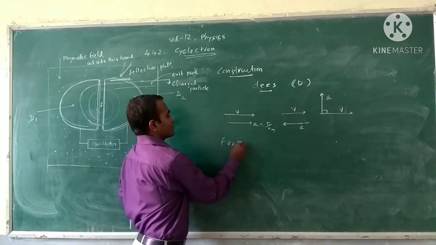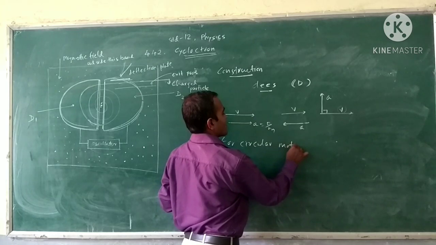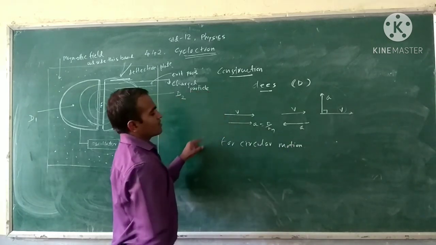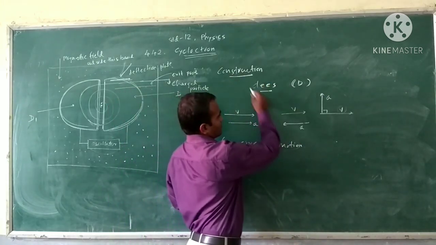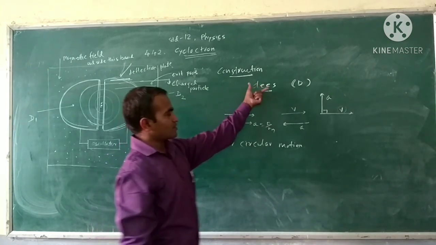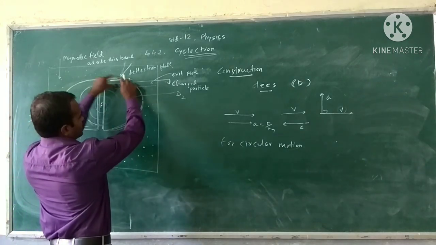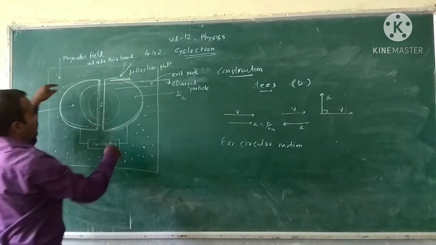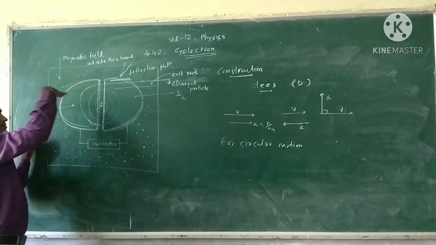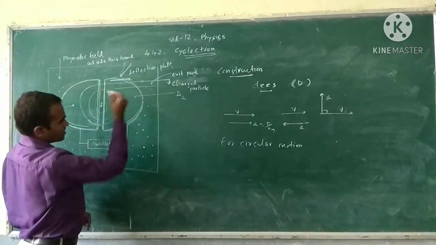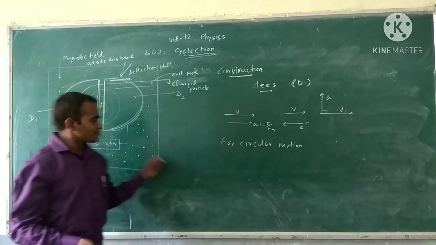We have seen its construction: two hollow cylindrical discs, an AC source oscillator, the exit part with deflection plate, and the magnetic field perpendicular to the board, that is, coming out of this board. So this is the construction.